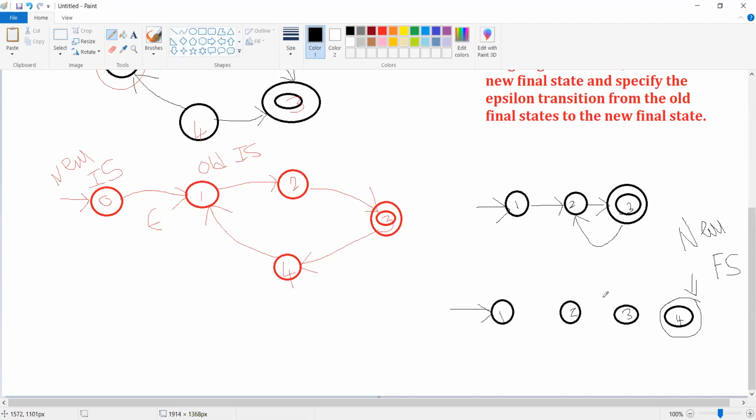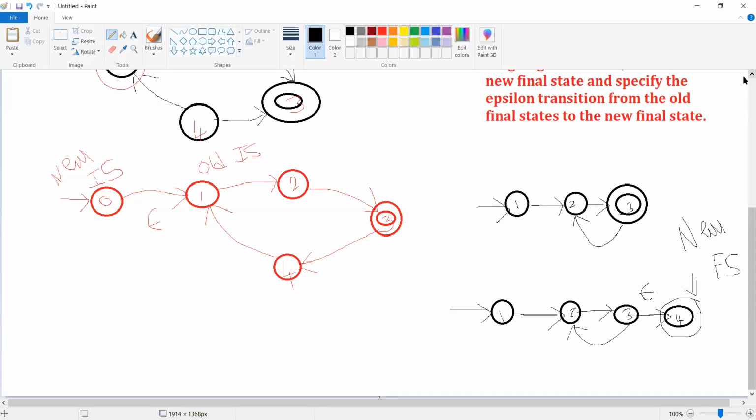And what about our earlier final state? It is not going to be a final state anymore; it becomes a non-final state. Now specify the transitions like this: 1, 2, 3, then 3 to 2. From the old final state to the new final state, we need to specify the epsilon transition. Understood? This is how we need to make adjustments to our transition diagram.